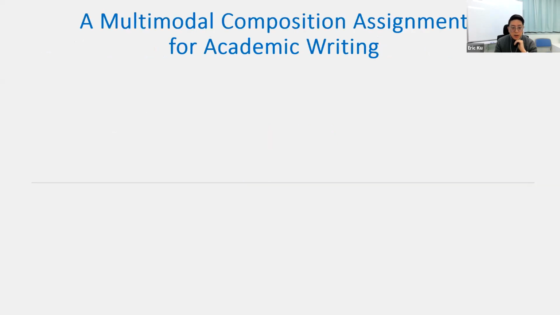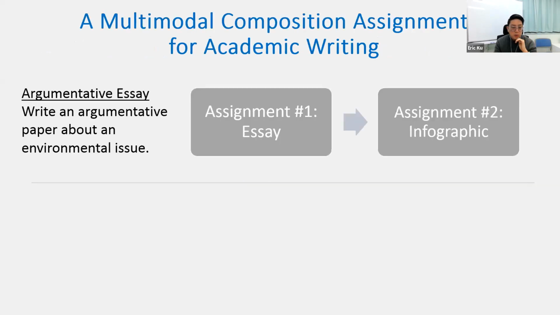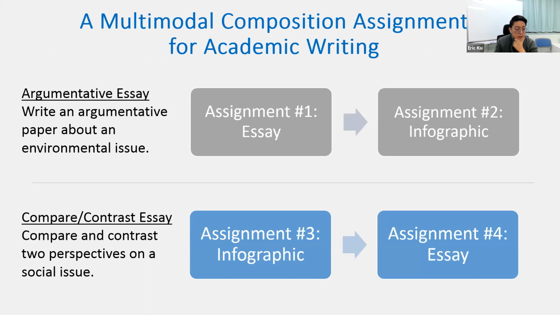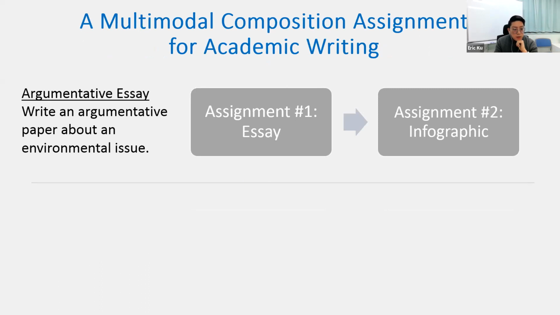Okay, so I'm going to go right into what the assignment looked like. First, this is from the textbook. The textbook wanted students to write an argumentative paper about an environmental issue of their choice. And so that was the first assignment. Now, the second assignment was the multimodal one, where I asked students to convert the traditional 5-paragraph text-based essay into an infographic.